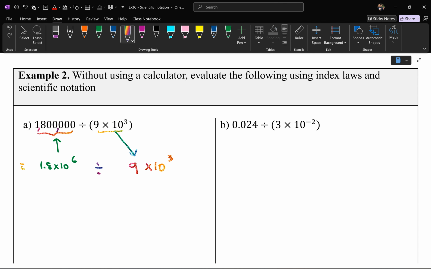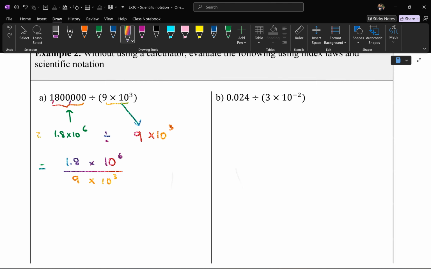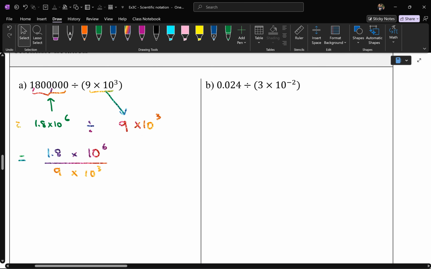So how do you do this? If you write it out as a fraction, you can see it. It's 1.8 times 10 to the power of 6 all over 9 times 10 to the power of 3. Now, kind of like what Samuel was doing before, he was going ahead. That's why he said 18, which is not wrong. It actually makes your life easier. Can you see the bases?